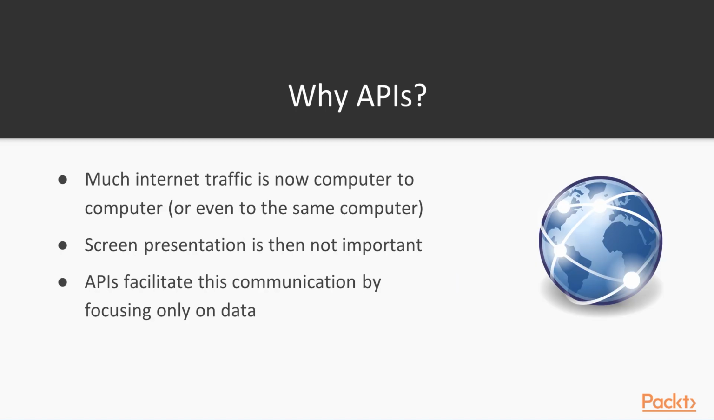In the modern web, we see that there's much computer-to-computer traffic, where one computer process can communicate with another computer process. There may be a final process that translates that for display to a user, but perhaps not. It could be going to a database or some other use. So presentation being tied in with data transmission is complicated and adds overhead. APIs facilitate more streamlined communication by focusing only on data. APIs are not concerned with presentation.